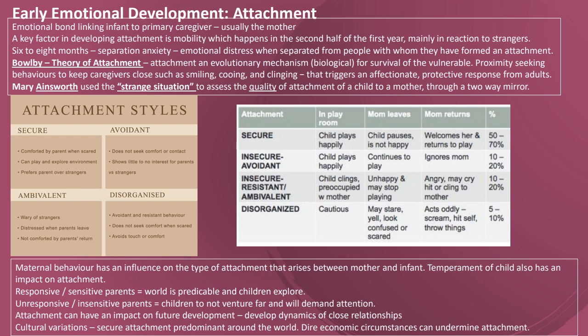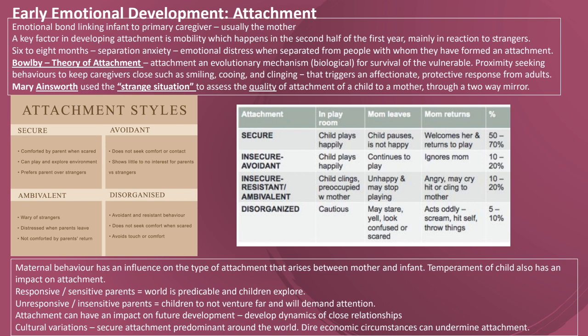So when we have a small child, we have what's called emotional development and we have attachment. Attachment is really the bonding that happens between that newborn child or infant and its primary caregiver. In most cases, the primary caregiver is the mother. If the mother is not around anymore, it could be the father or another relative, but primarily it is the mother that the child forms that very first emotional bond with. A key factor in developing attachment is mobility, which happens in the second half of the first year.